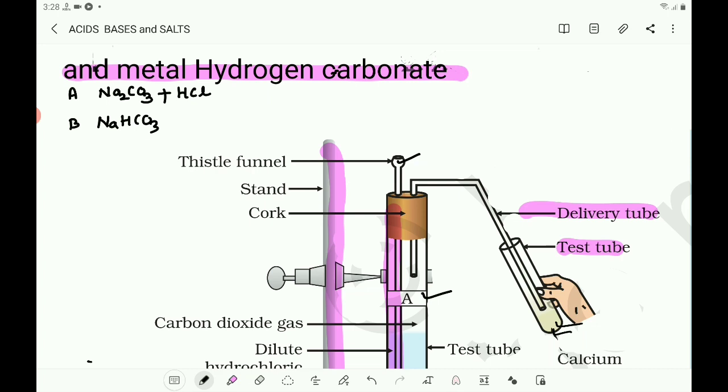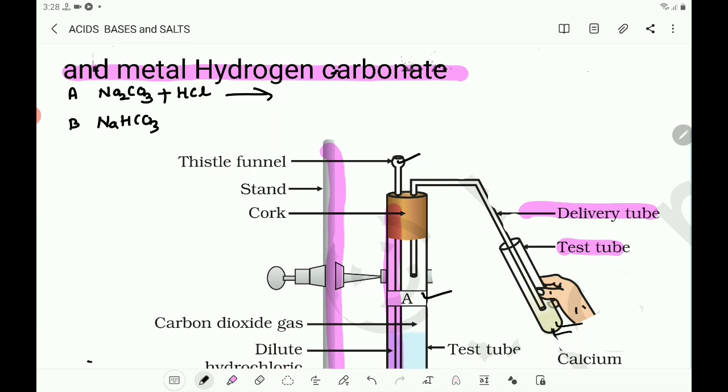And what will you observe? We will observe that brisk effervescence or gas is produced. What is that gas? Pass the gas through the lime water.